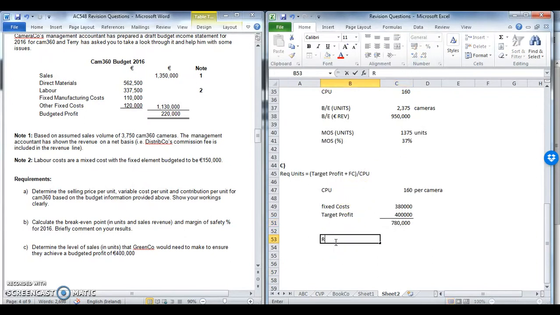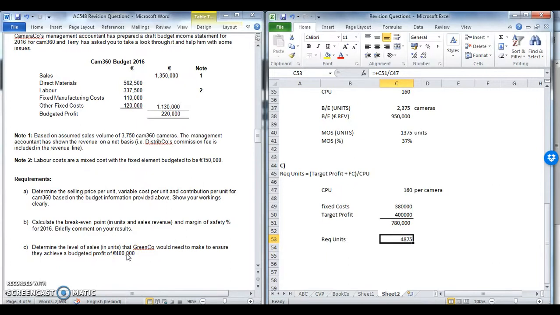So required units will be 780 over 160. So that means it's 4,875. So I need to sell 4,875 cameras to make a profit of 400,000.